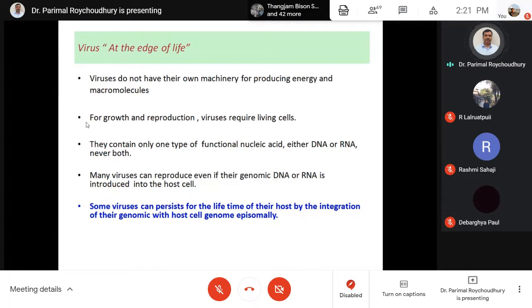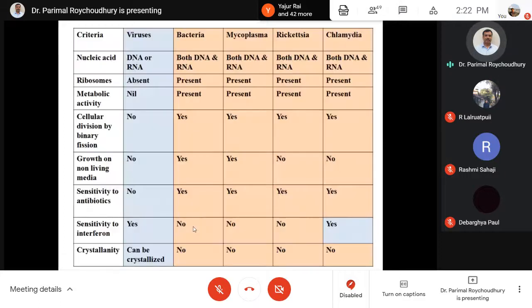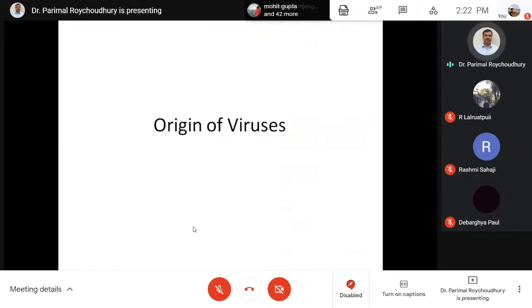These are the things we discussed in yesterday's class, along with a very interesting group of viruses called retroviruses, which can get integrated with the genome of the host cell. They can get integrated into our chromosome and survive. This feature is never seen in any other living system. That's why we say viruses are at the edge of life. Lastly, we tried to compare viruses and bacteria on certain features. Hopefully all of you can understand and record these presentations.